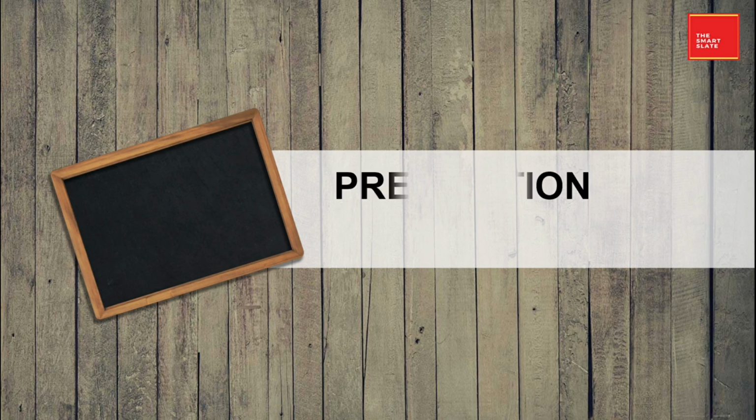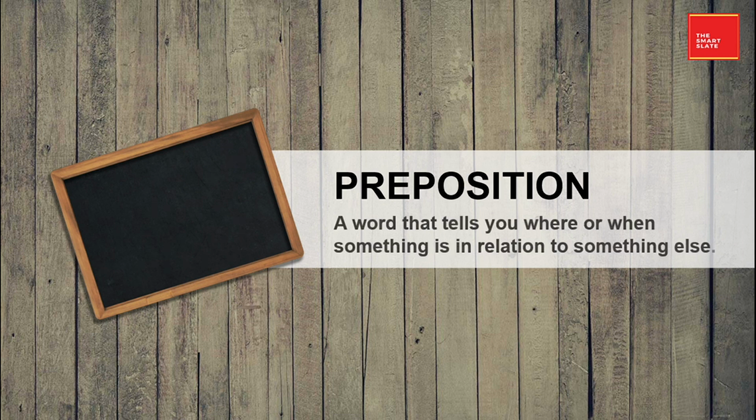Let us understand the meaning of preposition. It is a word that tells you where or when something is in relation to something else. When something is in relation to something else, you try to show the place or position or the timing when something is related to something. For example, this is a ball placed on a box. The position of the ball is that it is placed on the box. So on here is the preposition.